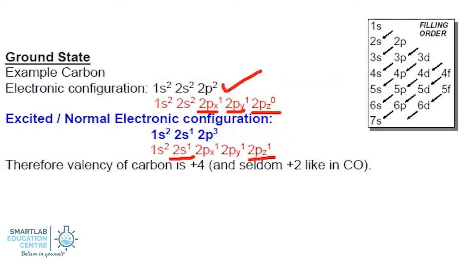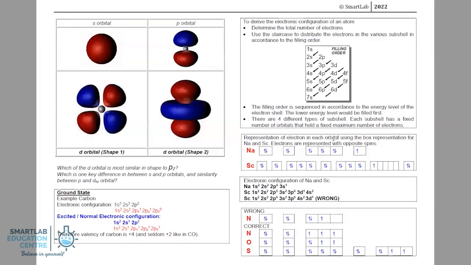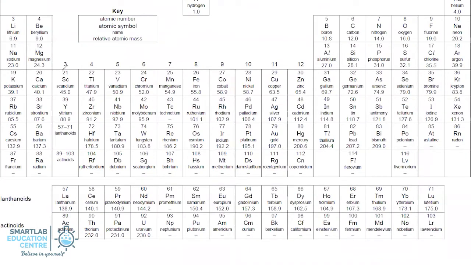Other ways of representing electronic configuration will be via boxes like this. So let me run through the example of scandium. Let's take a look at scandium. Scandium in the periodic table is here. In total you have 21 electrons.